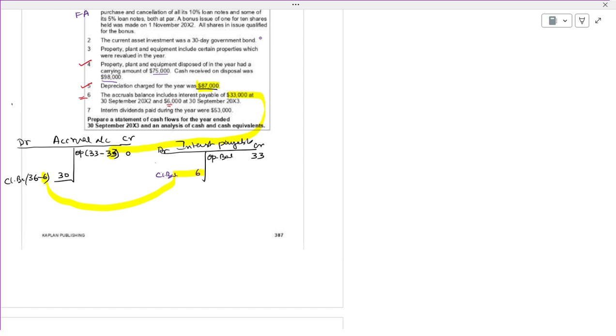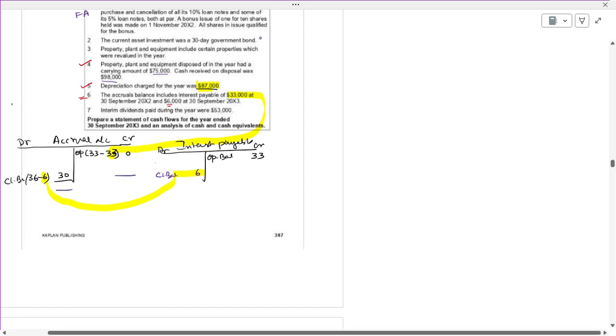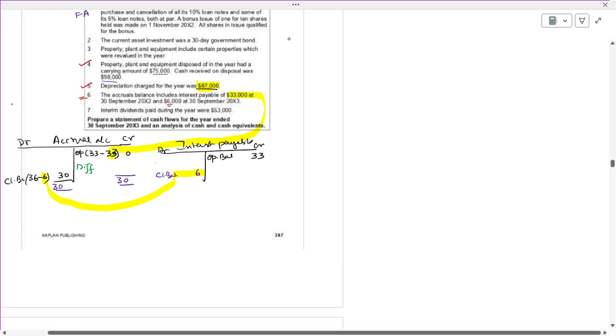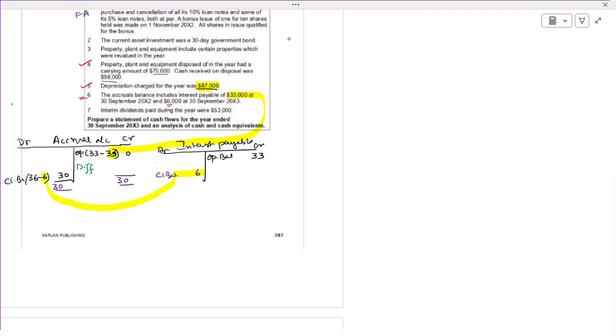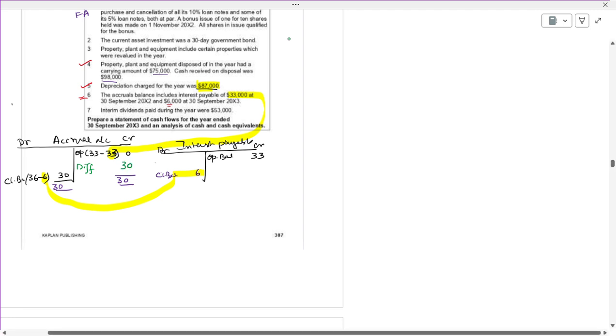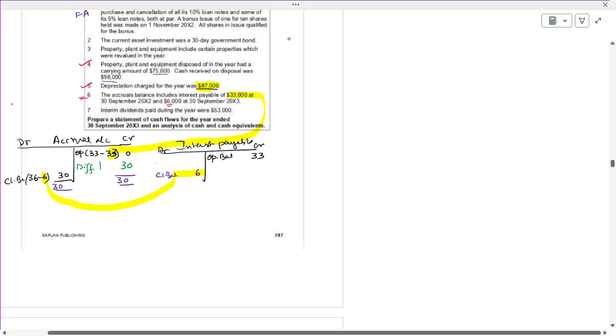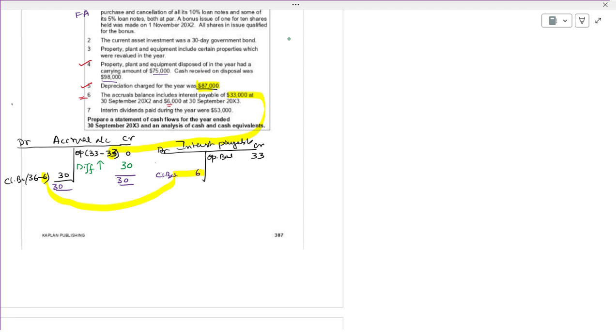Now, do the total. Total is how much? 30. Difference is on which side? Difference is on the credit side. How much is the difference? 30. Means your liability has been increased by 30.